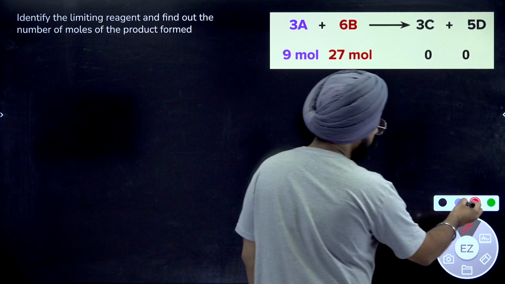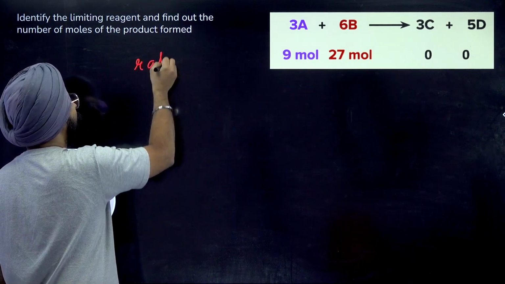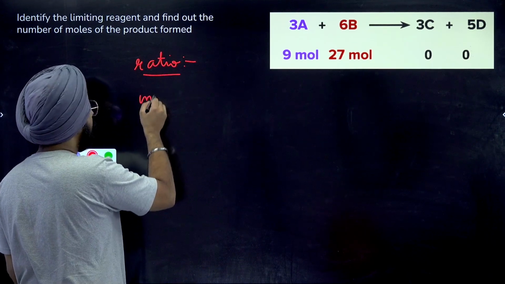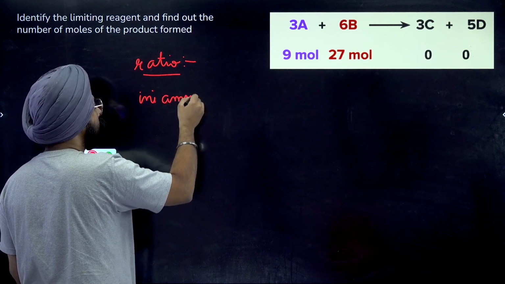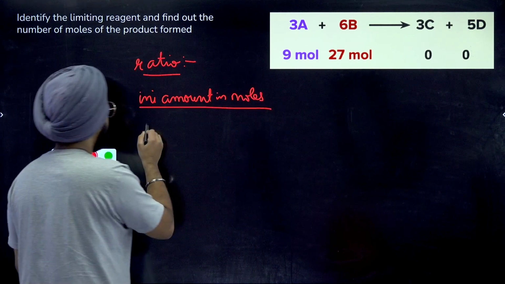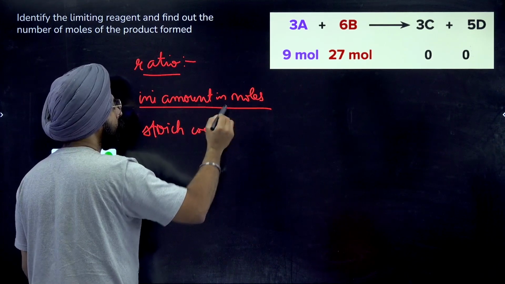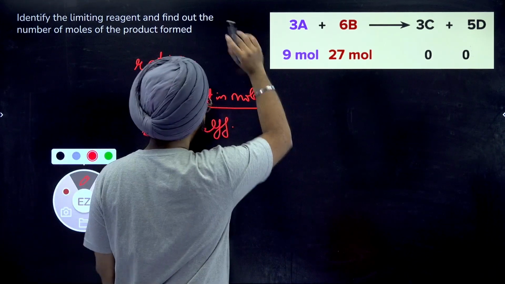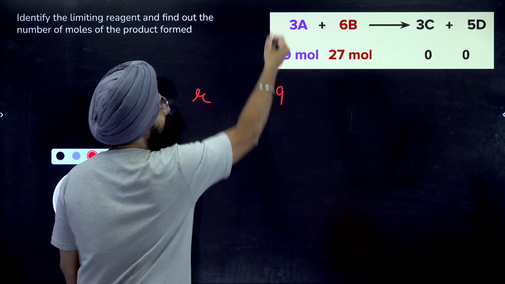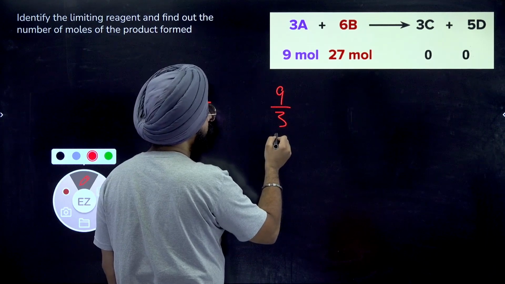Okay, so people, what is the first thing that we have to do? The first thing that we have to do is write the ratio of the reactants. What is the ratio? The ratio is basically the initial amount in moles divided by the stoichiometric coefficient. So let's write the ratios over here. For A, what will be the ratio? The ratio will be 9 divided by 3, which is equal to 3.